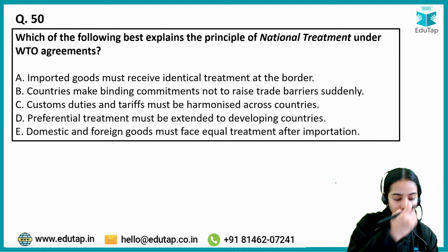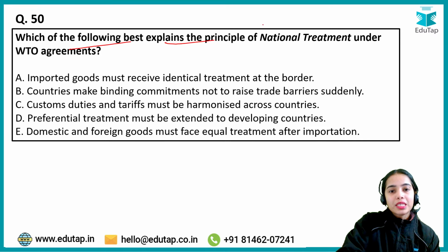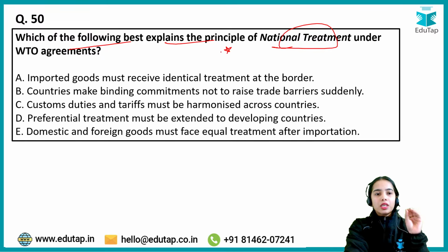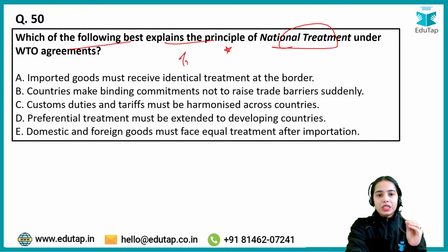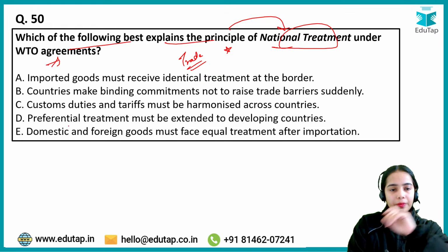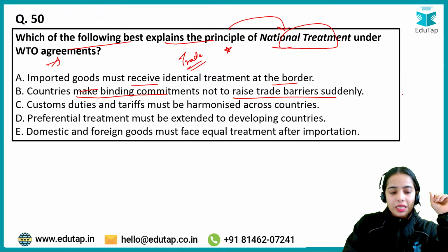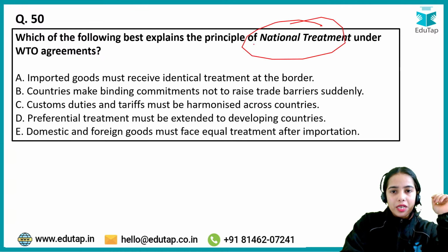Okay. Now coming to the next question. Which of the following best explains the principle of national treatment? So there are 5 principles under the WTO for trade. Now, which of the following best explains the principle of national treatment under the WTO agreement? Imported goods must receive identical treatment at the border. No. Countries make binding commitment not to raise the trade barriers. No, it does not come under national treatment.